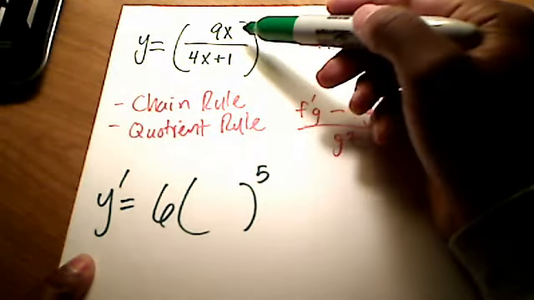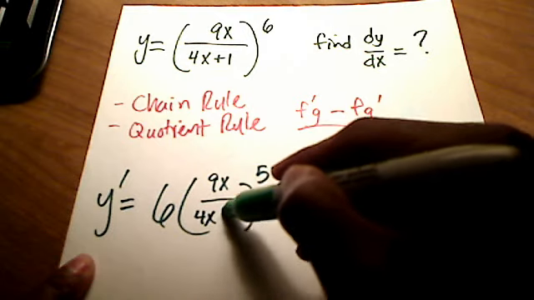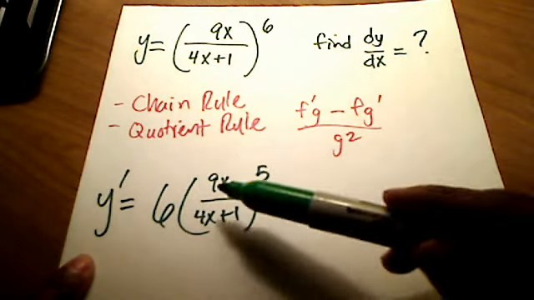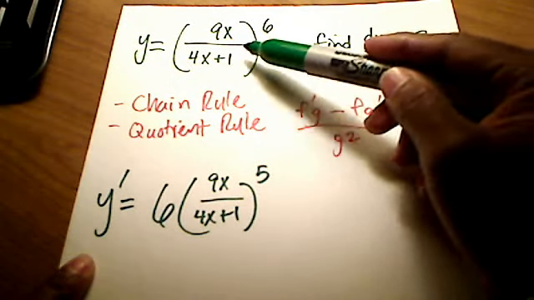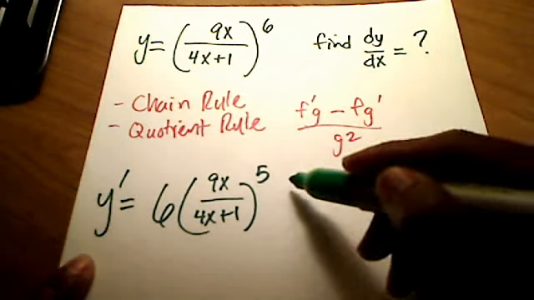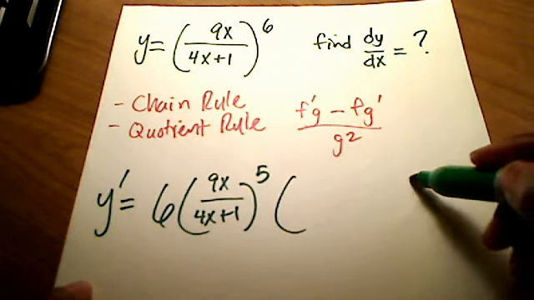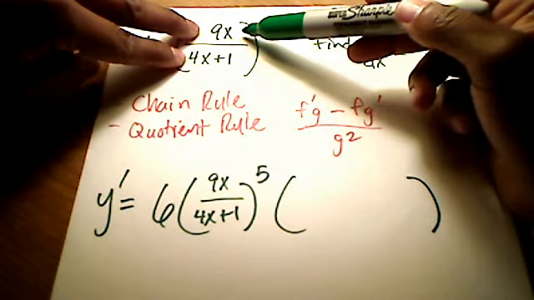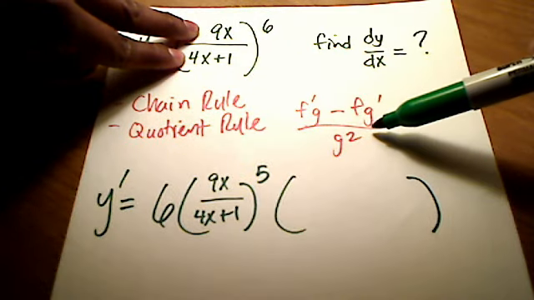But what was that stuff inside there? That was 9x over 4x plus 1. So I'm using the chain rule here. The chain rule says give me the derivative of the outer stuff, which I just found, times the derivative of the inner stuff. Now the inner stuff is a little more involved, because it says give me the derivative of this quotient, 9x over 4x plus 1. That's where the quotient rule comes into play.